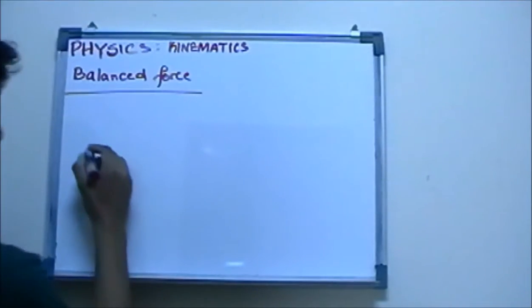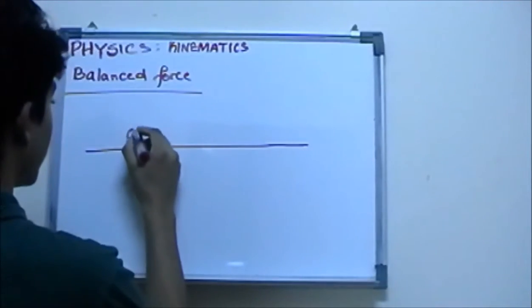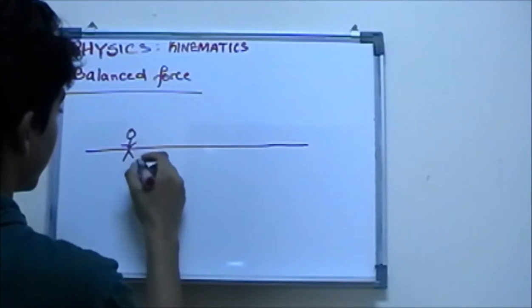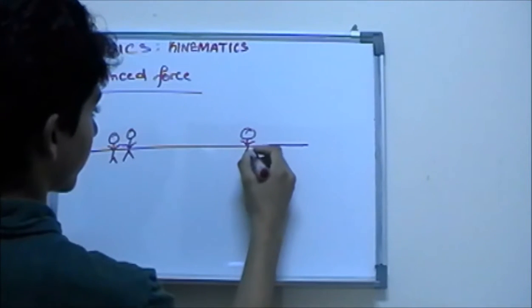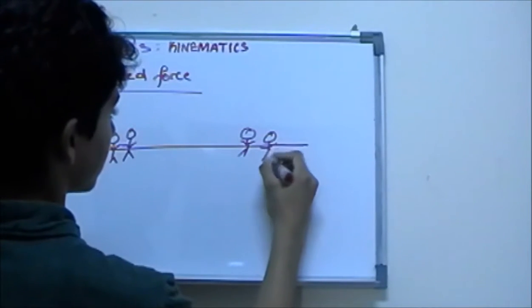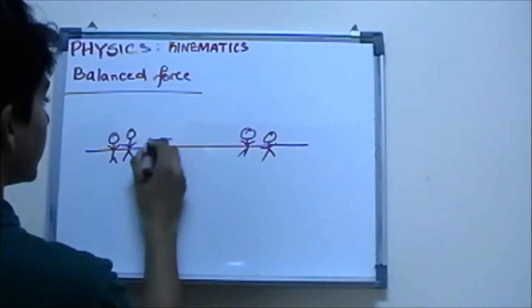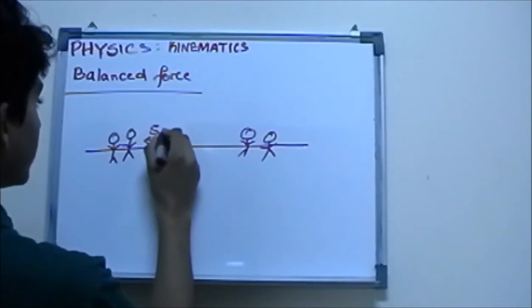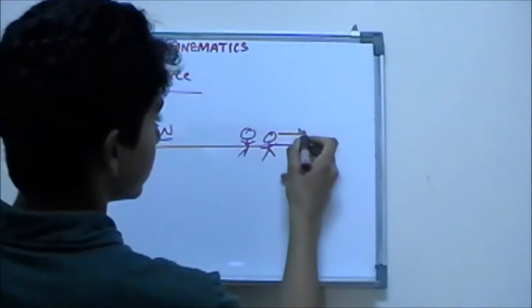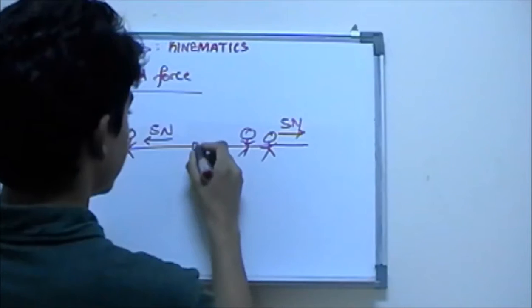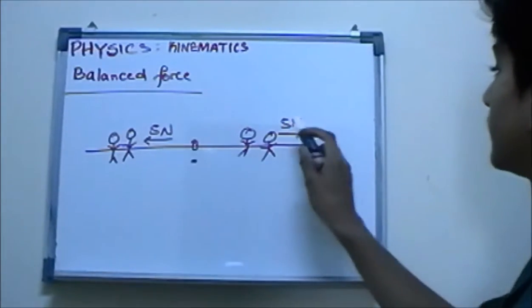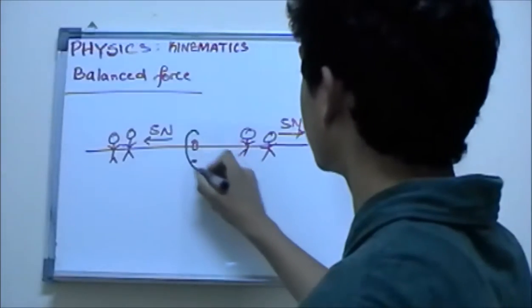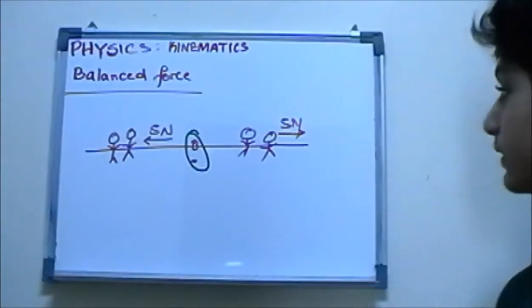Now, for example, tug of war. This is the rope, one person over here, let's say 2 persons. Now he is pulling this side with 5 newtons, and he's pulling this side with 5 newtons. And this is the point. When they're pulling with the same amount of force, you can see 5 newtons and 5 newtons, this remains at the same place because this is a balanced force.